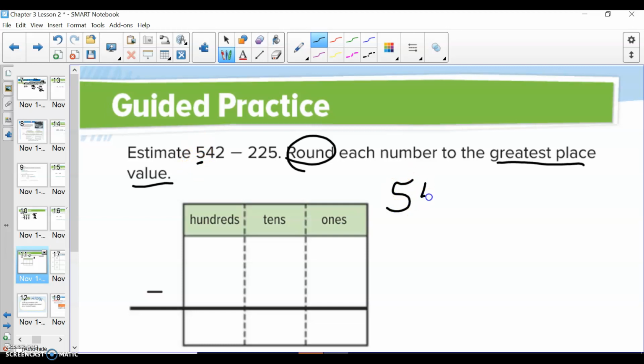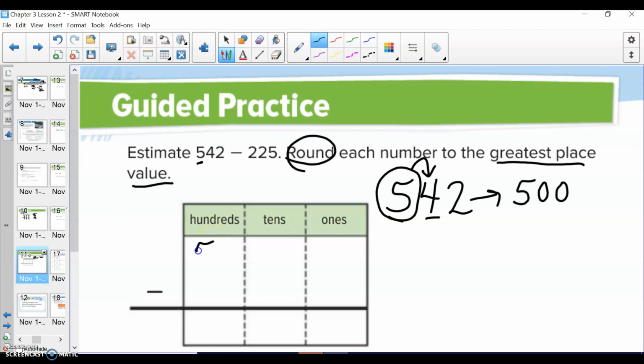So 542 rounded to the nearest 100. I circle the digit in the hundreds place, and I look next door. Is it 5 or higher? No, it's not. So we just ignore and keep the 5 the same. If it helps you, you can write it next to it. And then we turn everything after our circled digit into zeros. So the 4 becomes a 0. The 2 becomes a 0. So 542 rounds to 500 when rounded to the greatest place value, to the hundreds.